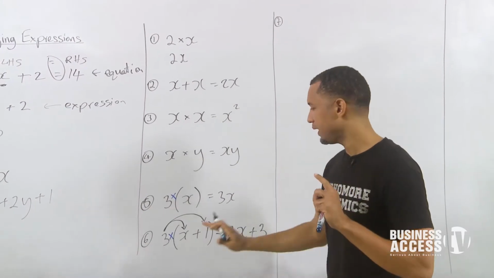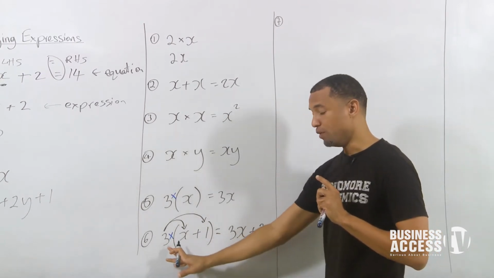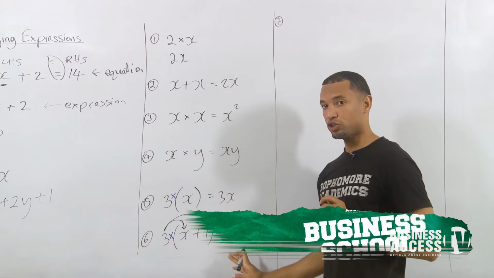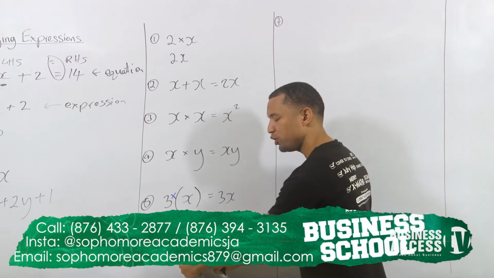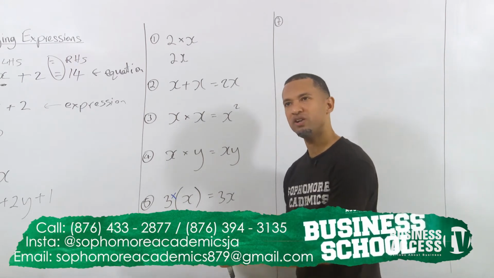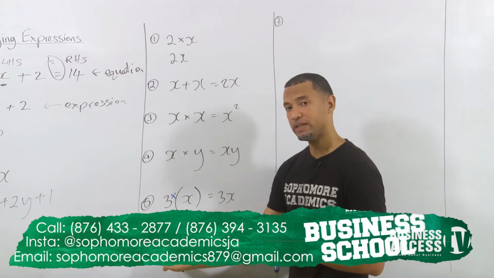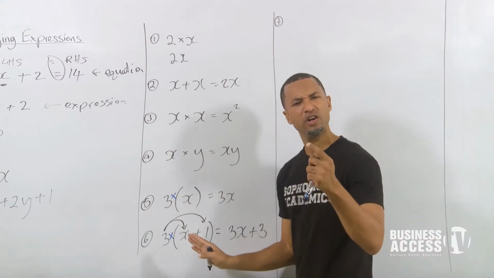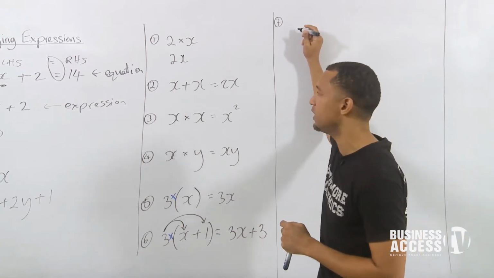So this is where we left off: 3 multiplied by x plus 1. Ladies and gents, can you simplify x plus 1 any further? No. So we just went ahead and multiplied. You're wondering what I mean by that question? All right, let me show you what I mean by that question.